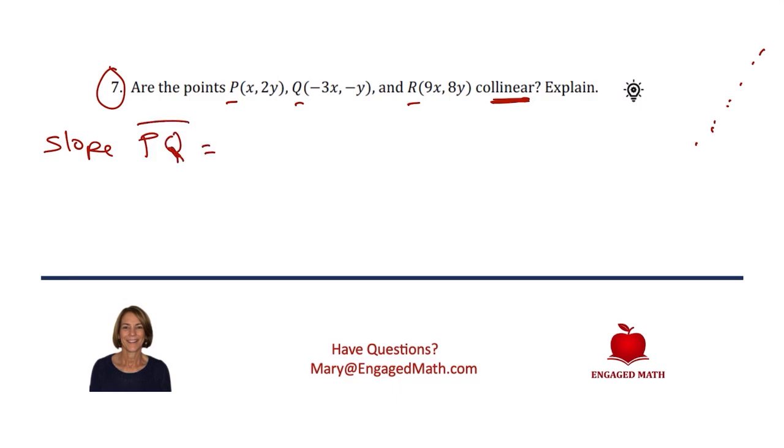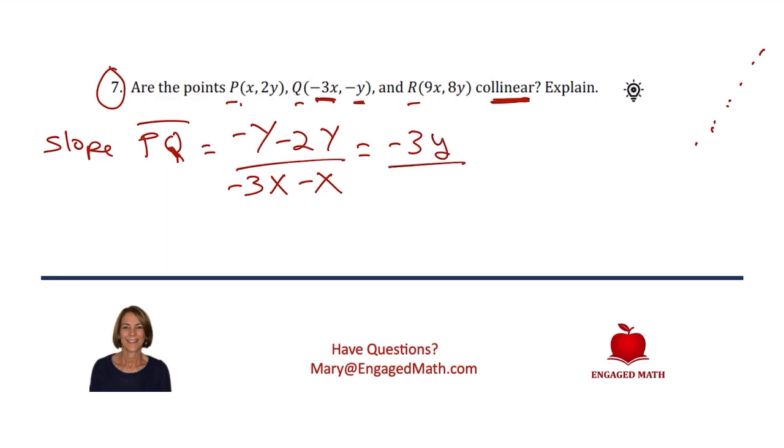So the slope of segment PQ is going to be equal to y2, so negative y minus 2y over negative 3x minus x. So I'm doing x2 minus x1. When we simplify, we get negative 3y over negative 4x. So that's the slope between P and Q.